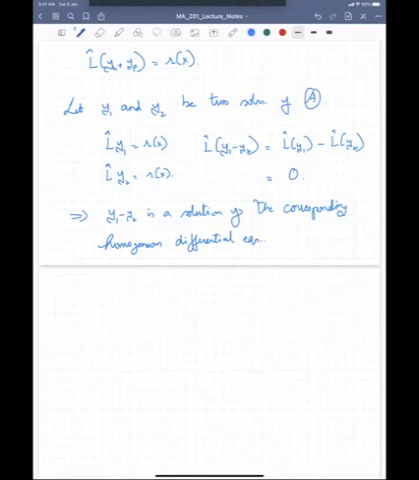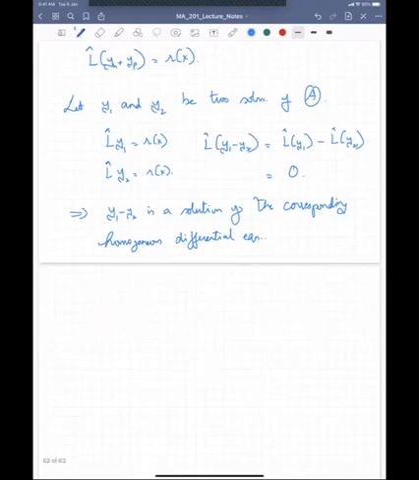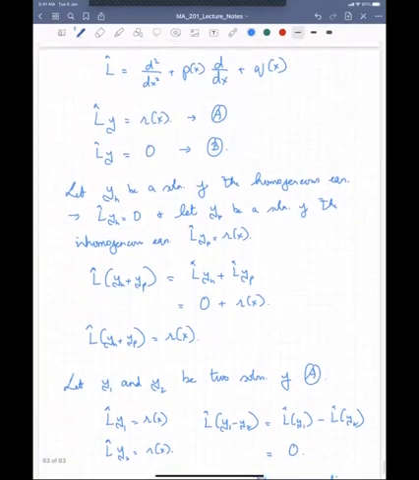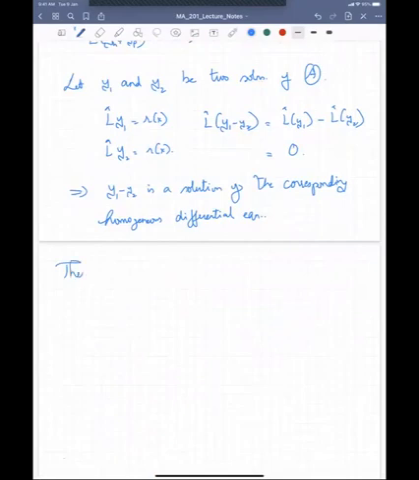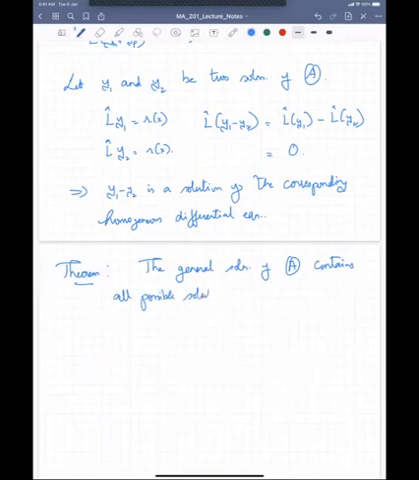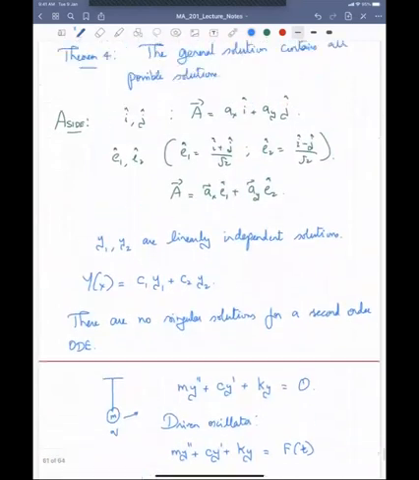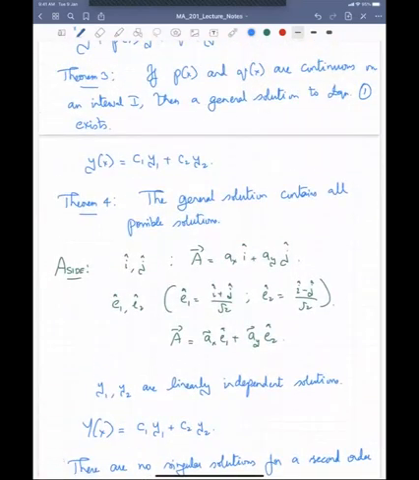Now with these two statements, it turns out that one can actually show that any general solution of the inhomogeneous equation contains all possible solutions. This is also given as a theorem in your book. Exactly like a homogeneous differential equation, the general solution of A contains all possible solutions. In this case, what does it mean? Remember that in the case of the homogeneous differential equation, it meant that I can always write any function that is given to me as a solution of the homogeneous equation as some constant times the first basis function plus some other constant times the second basis function.